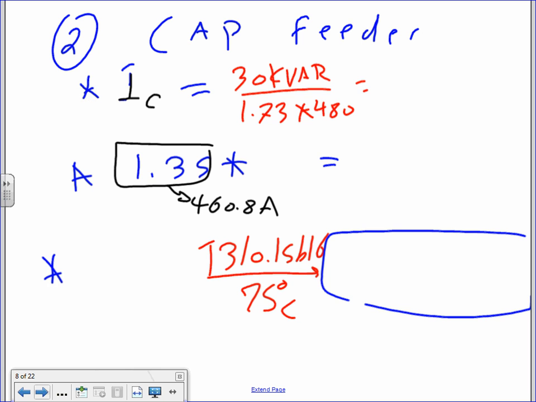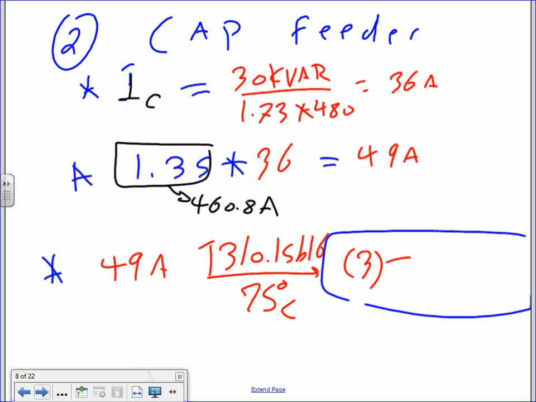And that will get you a healthy 36 amps. You multiply the 36 amps by 1.35 like we have done before. You get your 49 amps. And gentlemen, you take your 49 amps into 310.15(B)(16), 75 degree column, and that'll get you three conductors, number 8 AWG THHN.